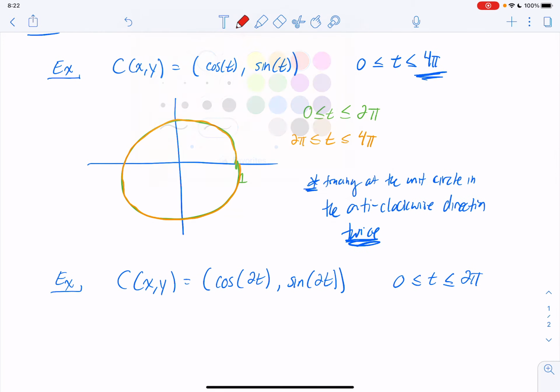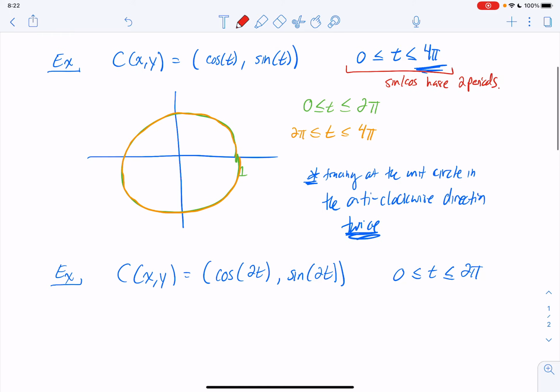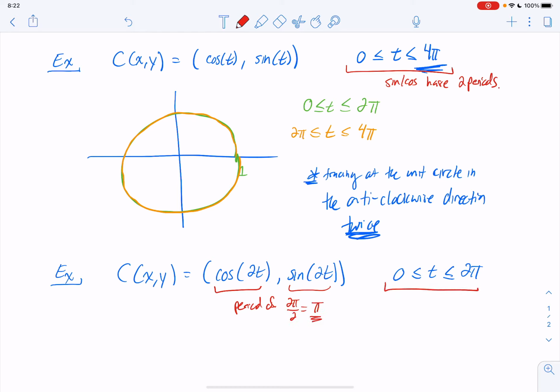And again, I'll highlight the main point here is that from 0 to 4 pi up here, sine and cosine have 2 periods. And the whole point here is that cosine of 2t and sine of 2t, individually, have a period of 2 pi over 2, which is just pi. Which means from 0 to 2 pi, again, sine of 2t and cosine of 2t, we witness there are 2 instances of pi from 0 to 2 pi. So again, sine of 2t, cosine of 2t have 2 periods.